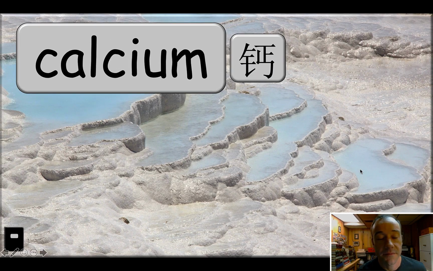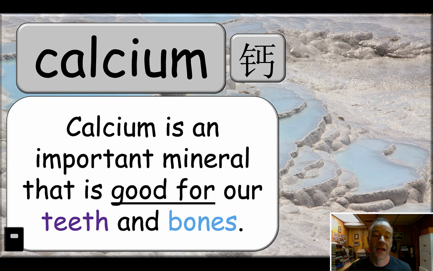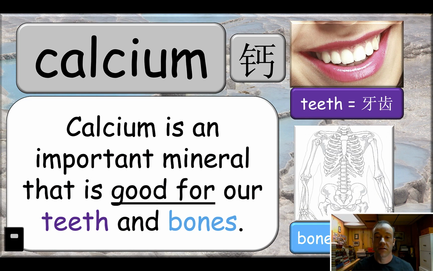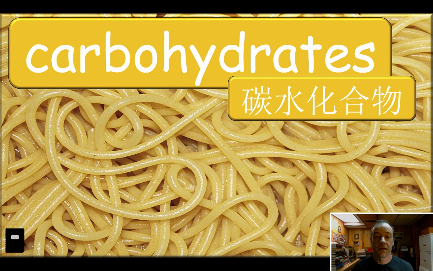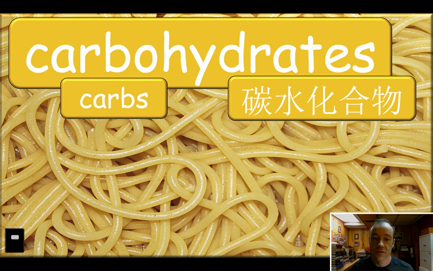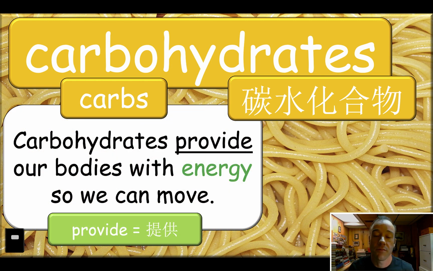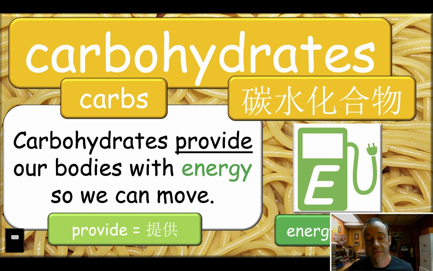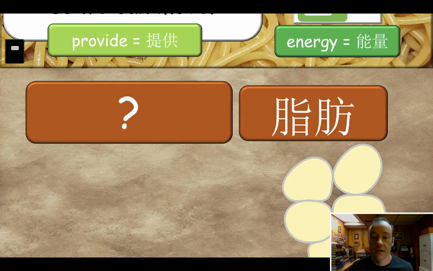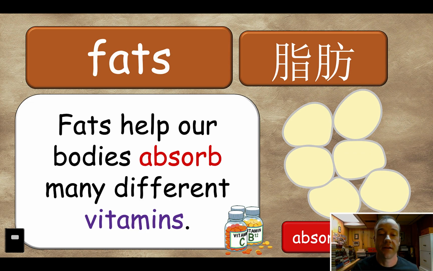All right, same thing here, calcium. Calcium is an important mineral that is good for our teeth and bones. Okay, and then carbohydrates. This is a hard one, so I tell them they can say carbs, which many native speakers just say instead of carbohydrates, but I think they should have them both in their notebook. And then you can show them the word provide, and yeah, energy, and then fats. Okay, so fats help our bodies absorb many different vitamins.